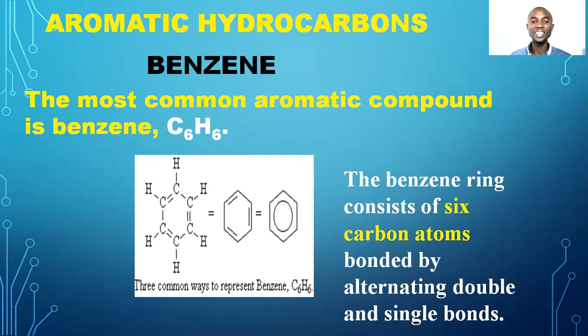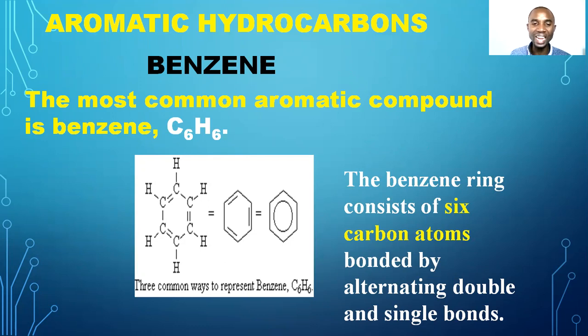Now, the benzene structure: benzene contains 6 carbon atoms in a ring and 6 hydrogen atoms. And the structure looks like this. It's the common way of representing benzene in this hexagonal shape. Hexagon in the sense of 6 carbon atoms, and it has 6 hydrogen atoms also. And the 6 carbon atoms are represented in a way that they have 3 double bonds and 3 single bonds, each alternating with each other. That means double bond, single bond, double bond, single bond, double bond, single bond. So that is how it's represented.